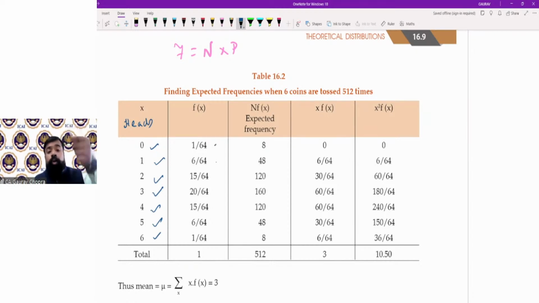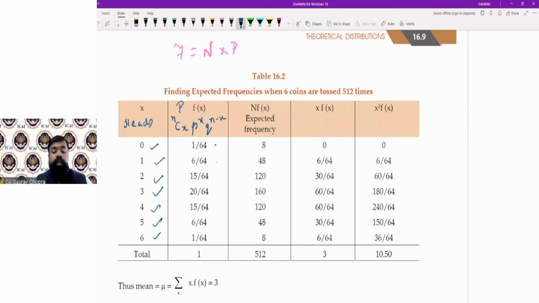All this you have to calculate using that formula. Which formula? nCx p to the power of x q to the power of n minus x. So this probability we have to calculate. It is simply probability.